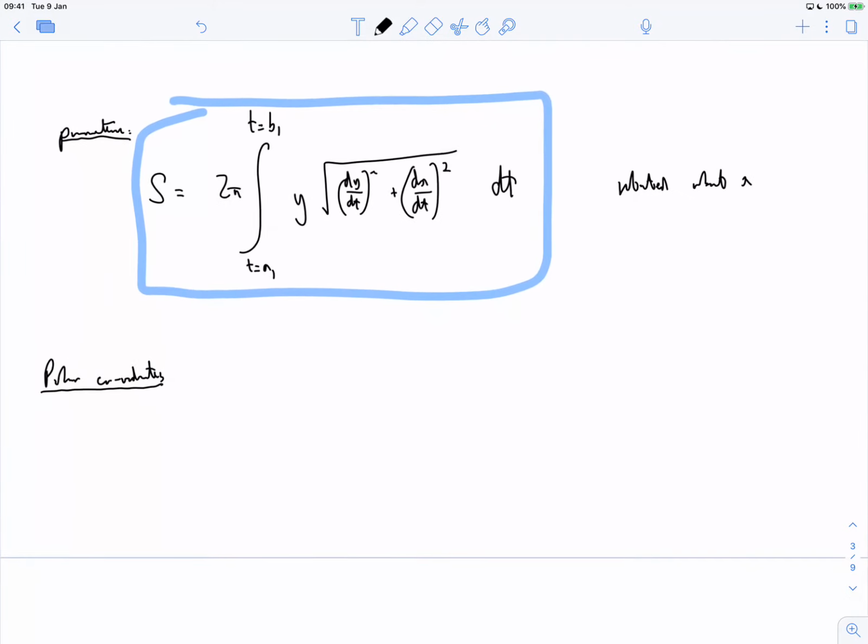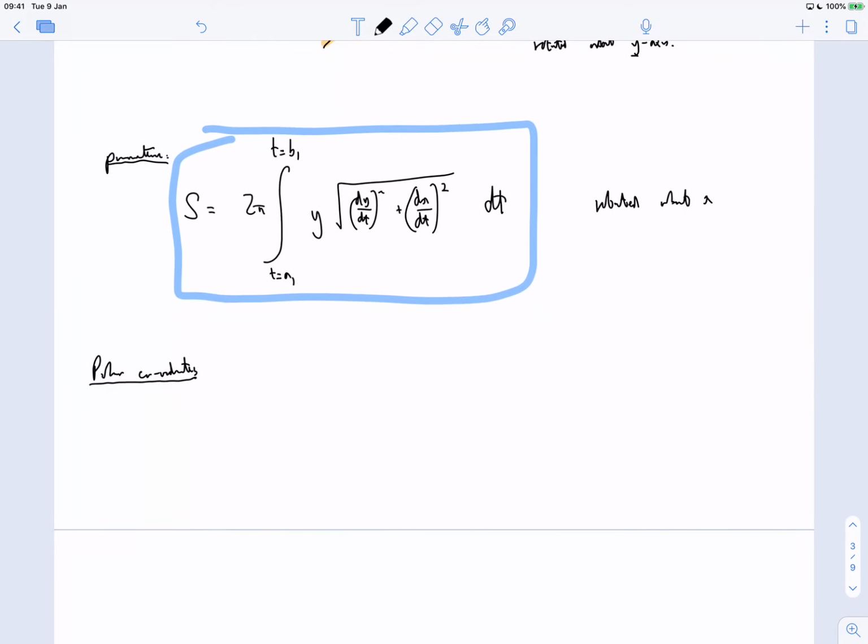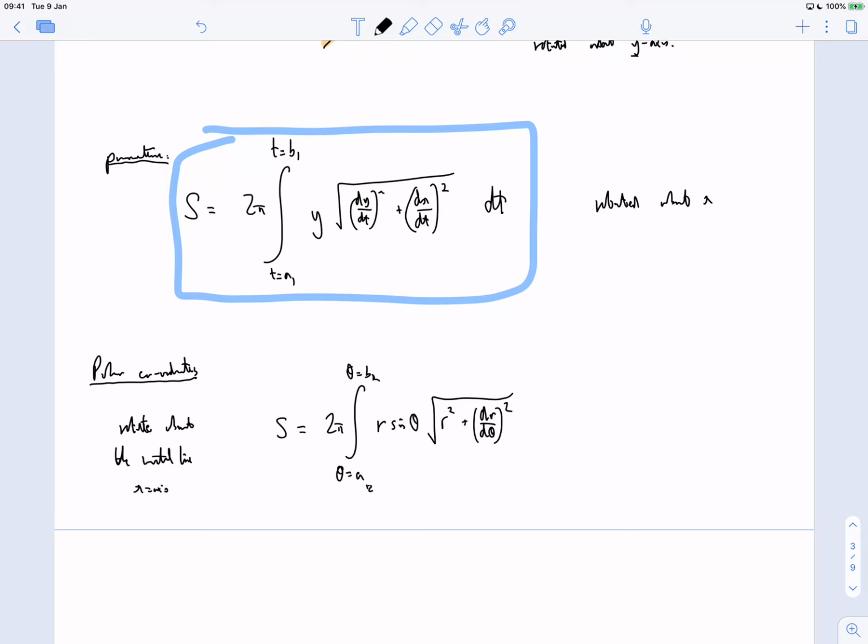And you can prove this yourself should you wish to. But if you want to rotate it about the initial line, or the x-axis if you like, then this s will be 2 pi, and now it will be between the two angles, theta equals a and theta equals b, and let's call them a2 and b2. Then it will be r sine of theta, and then the same line integral, r squared plus dr by d theta squared d theta.